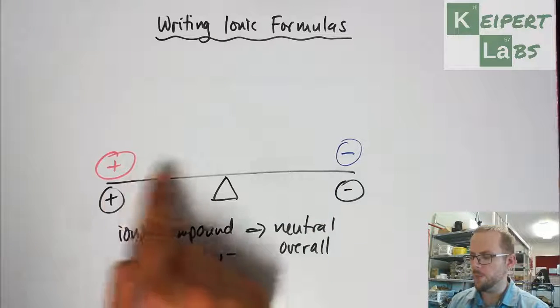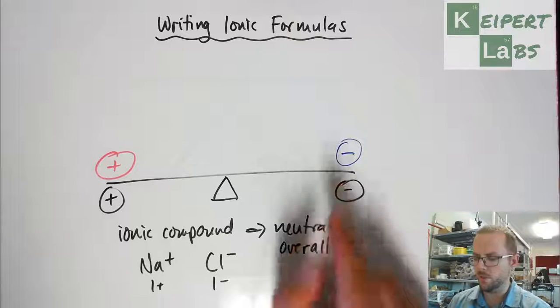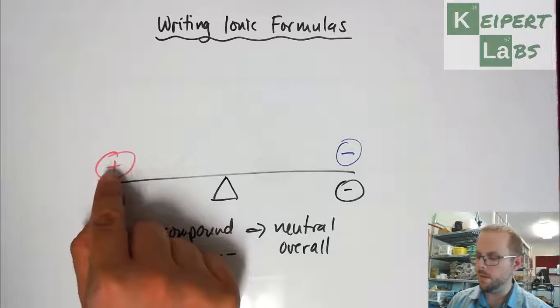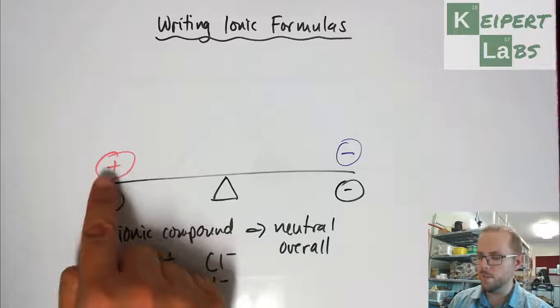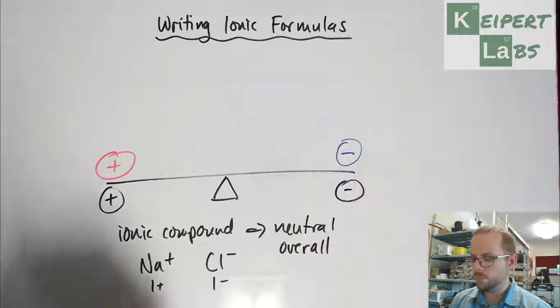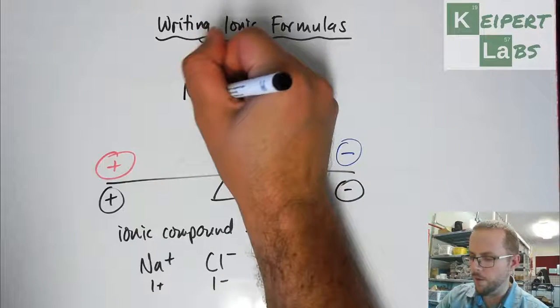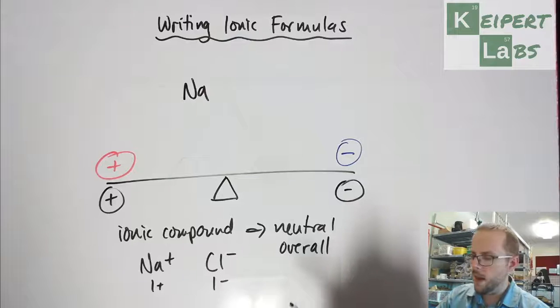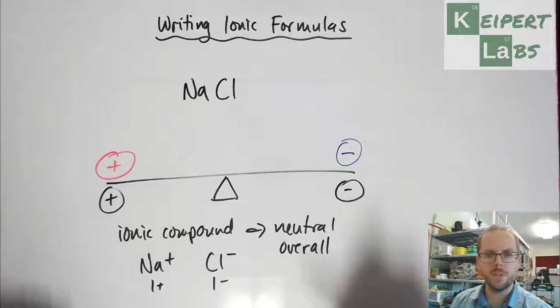Now what I need to do is make sure that the number of positive and negative charges balance on this seesaw. So I have 1 plus over here, and 1 minus over here. So for every 1 sodium, I need 1 chlorine. So what I do then is write my formula. I write sodium, and then I write chlorine. And that's my formula for sodium chloride.